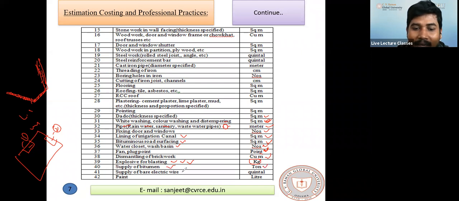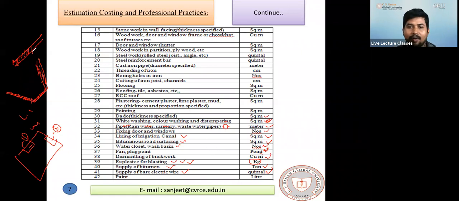Supply of bare electric wire. Bare electric wire means there is no cover over the electric wire. You might have seen that electric wire in an electric port. These are all bare, there is no cover over this electric wire. It is in quintal. And the unit of paint, it is in meter.